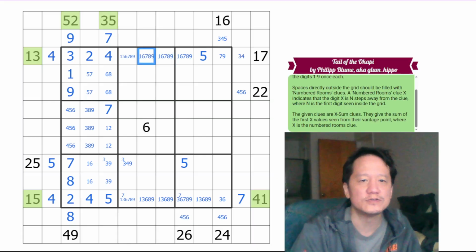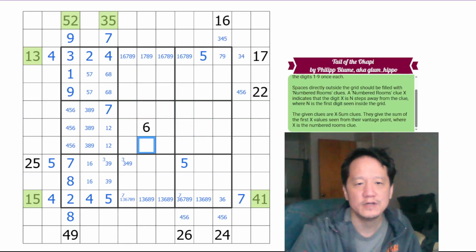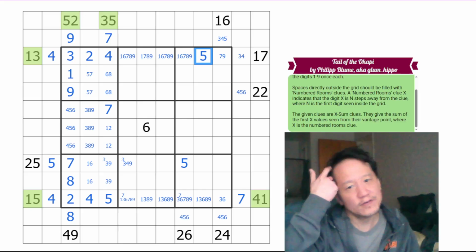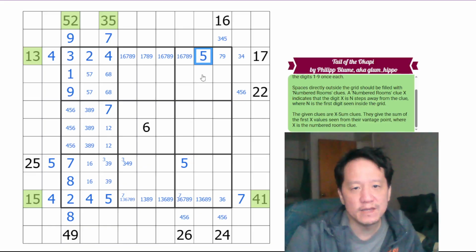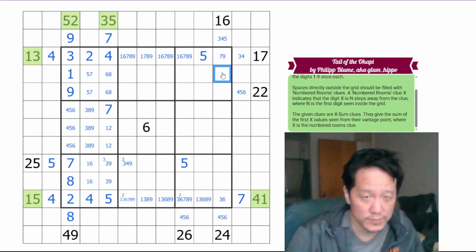Interesting. This can't be 6 because of 6 in the column. No 6 here because of 6 in the column. So this is 5. If this is 7, it could be 3, 9, and that would then be 4. So that's possible.